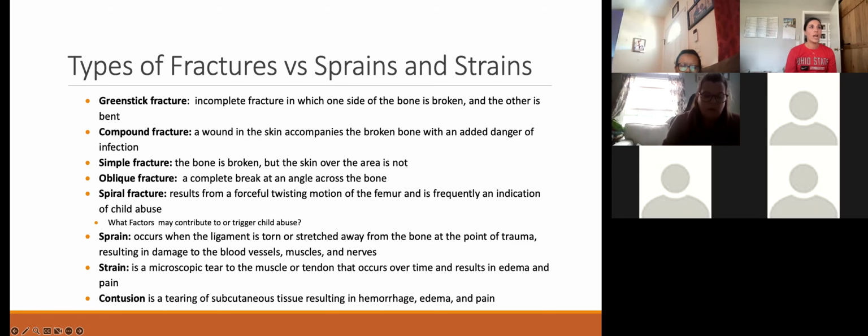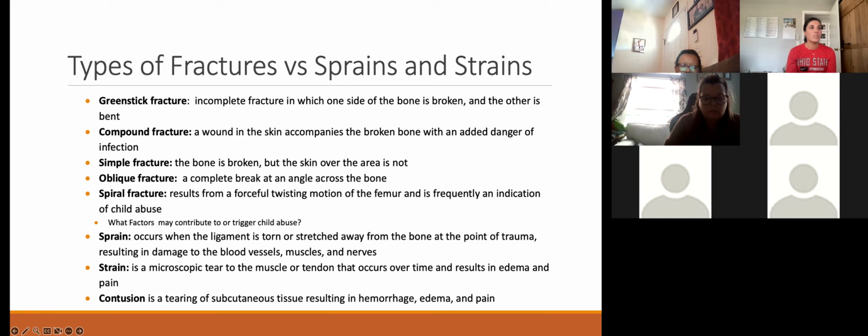A spiral fracture happens because somebody forcefully twisted our bone, and is typically an indication of child abuse. So anytime we see a spiral fracture, we want to be assessing for potential child abuse.